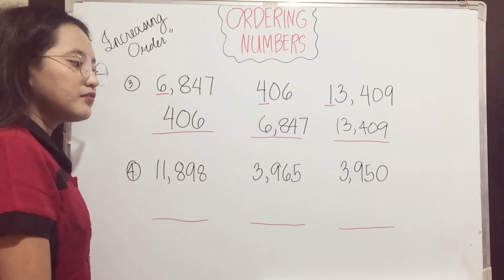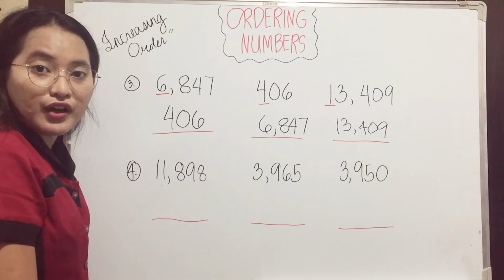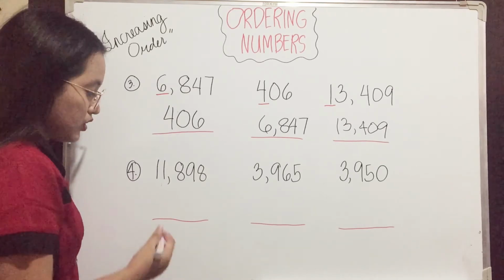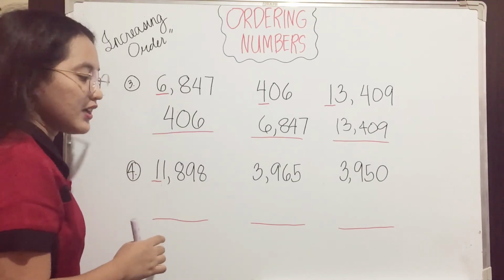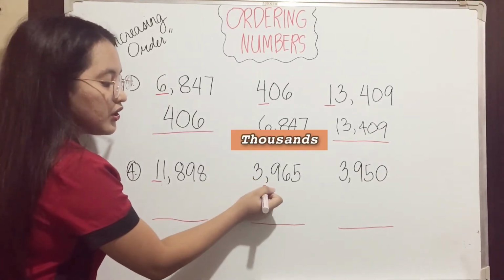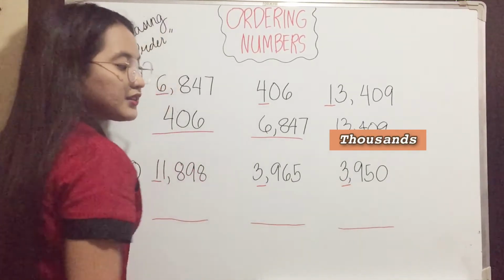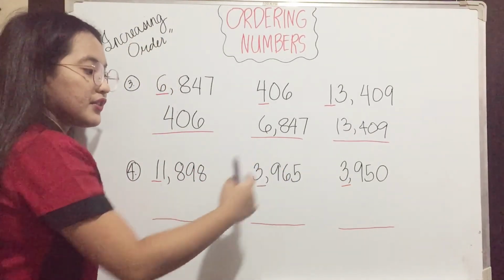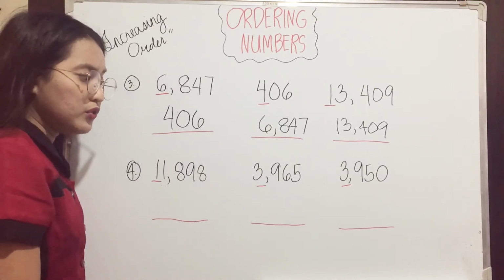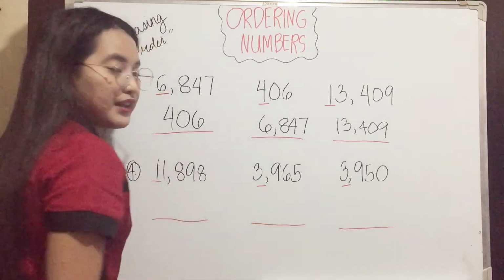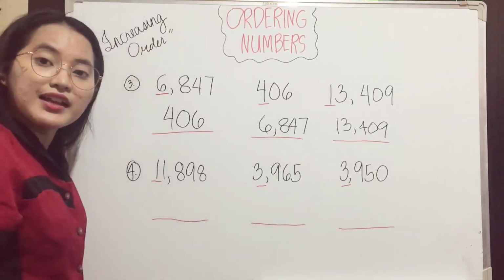And let's proceed with the fourth example. Fourth example, the first thing you have to do, try to check the place value of the first number. So we have here the 10,000. 1 is under 10,000s. 3 is under thousands. Another 3 is under thousands. Now, which among the three has the lowest place value? Very good. The two of them, because 3 is under thousands and 3 is under thousands.